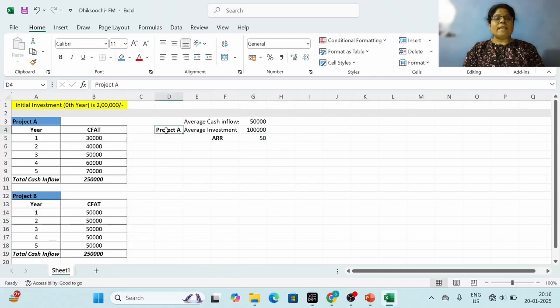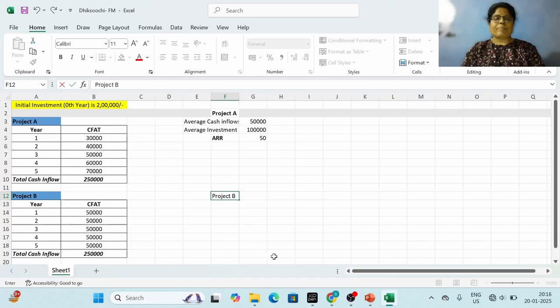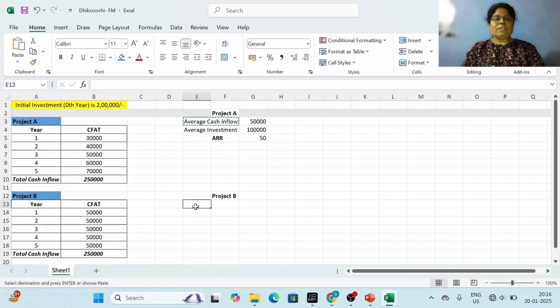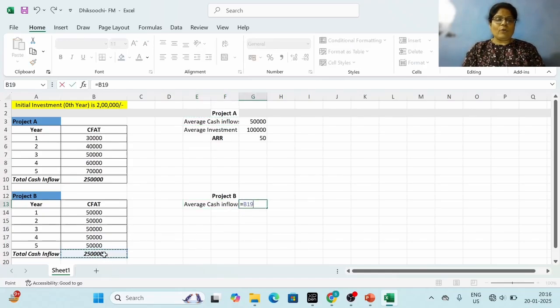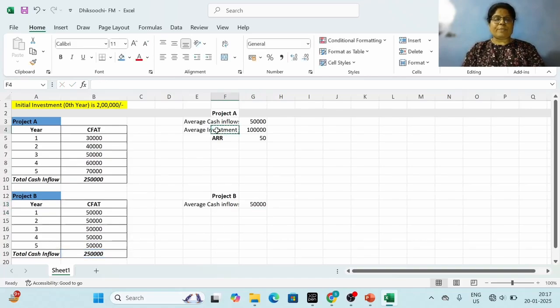Now let us calculate average rate of return for project B. Okay. So let me write here project B. Fine. Now, same way we need to calculate the average cash inflow. How will you take average cash inflows? The total cash inflow divided by the duration. What is the duration? 5. So we are writing 5, right? Then average investment. The denominator is average investment.